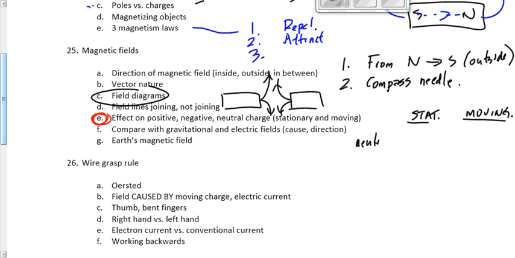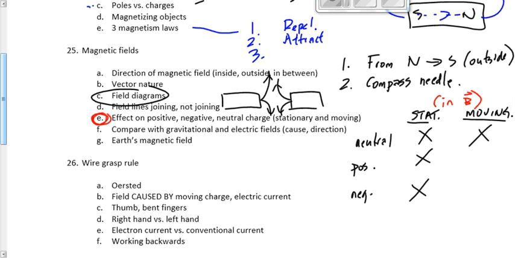This is in a magnetic field, right? There is no force, there is no effect on a neutral charge if the charge is stationary. In fact, it doesn't matter if it's moving, there is no effect. A neutral object is not affected by a magnetic field ever, no matter what. A positive charge does not experience a force if it's not moving. A negative charge, for that matter, does not experience a force if it's not moving.